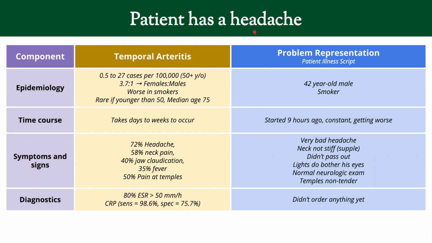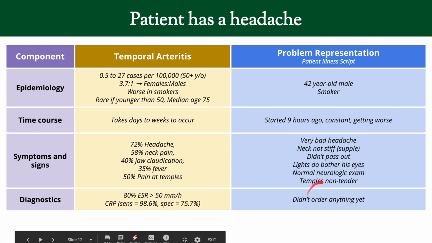So let's look at our headache example, okay? And we have a 42-year-old smoker, and this is going to be our problem representation. A 42-year-old smoker with a headache that started 9 hours ago. It's constant. It's been getting worse. He describes it as a very bad headache. His neck is not stiff. He didn't pass out. Lights do bother his eyes. His neurologic exam is normal. His temples are not tender. We haven't ordered any tests yet.